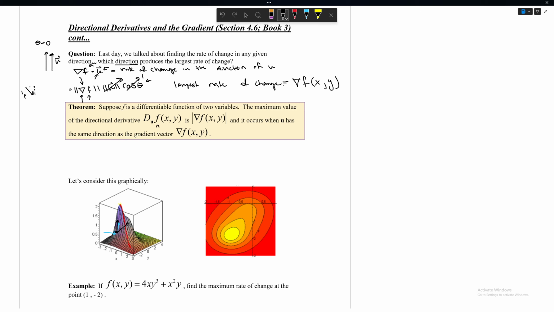All right, trying to think what else is there. Direction, rate of change. Okay, that should cover it.